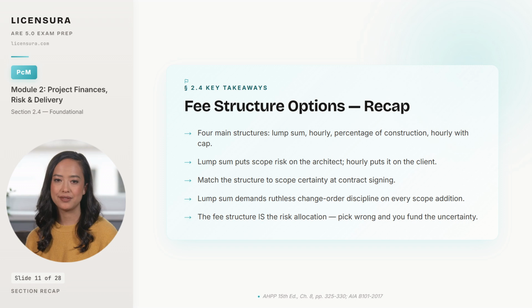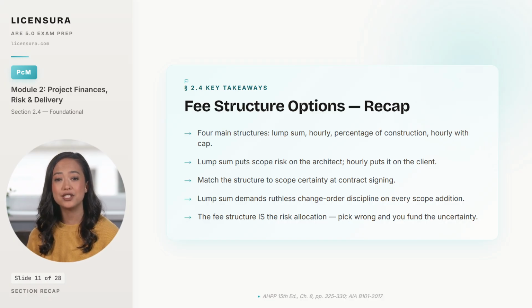5 takeaways on fee structures. There are 4 main structures architects use: lump sum, hourly, percentage of construction, and hourly with a cap, and each one allocates risk to a specific party. Lump sum puts scope risk on the architect. Hourly puts it on the client. Percentage splits it along the size dimension, and hourly with cap shifts it at a stated threshold.